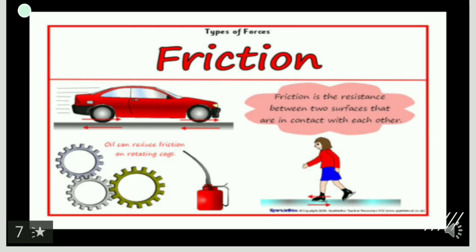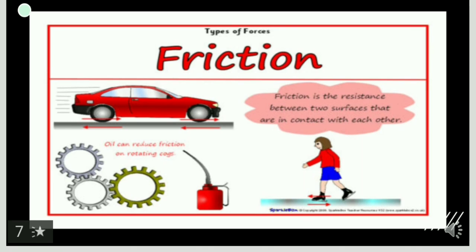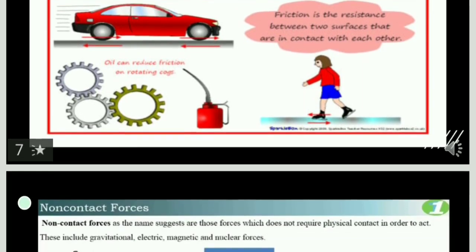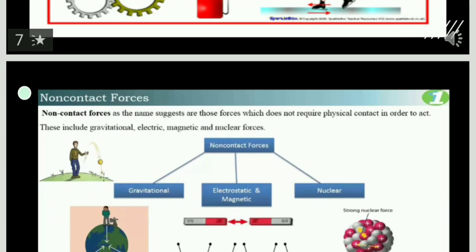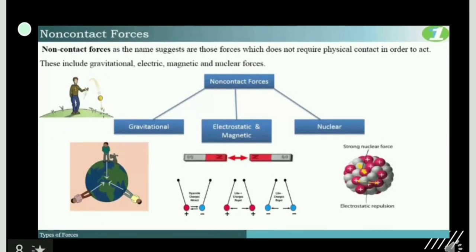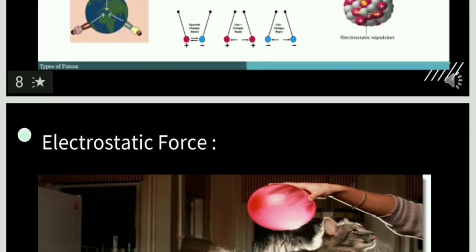Friction is an opposing force, and it is a resistance between two surfaces that are in contact with each other. Again, surfaces are in contact, so it comes in the contact force category. Coming to the next one, non-contact. As the word suggests, herein they don't require any kind of physical contact in order to act, and there are various types which we'll discuss one by one.